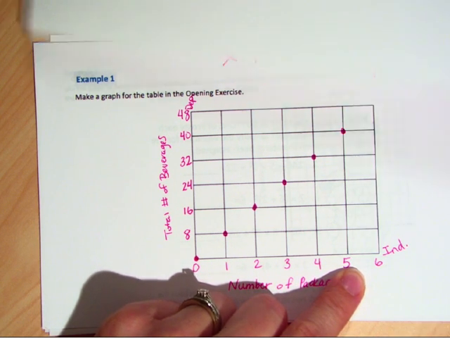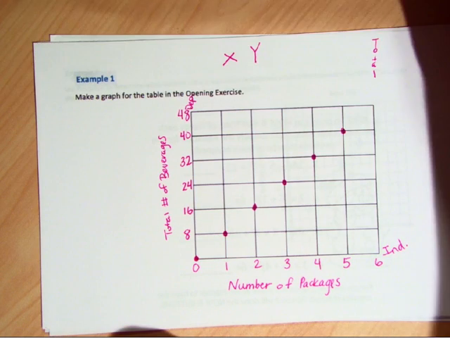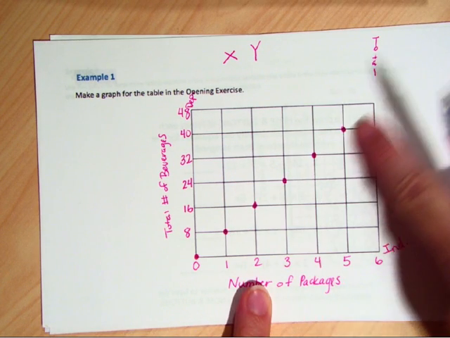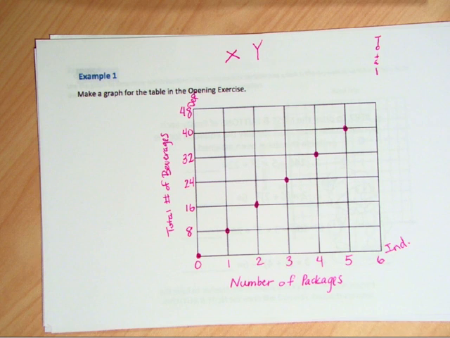Now I don't have 6 on here, so I don't have to do 6. I could. I can see the pattern. I could, but I don't need to because it's not on my table.